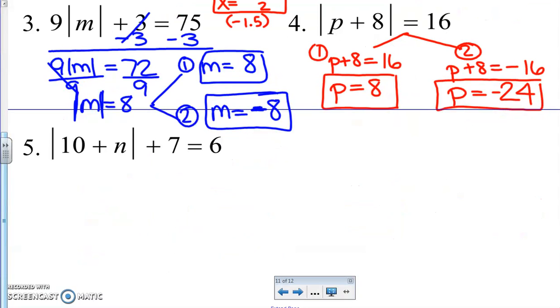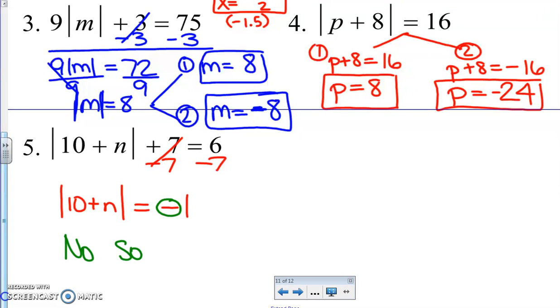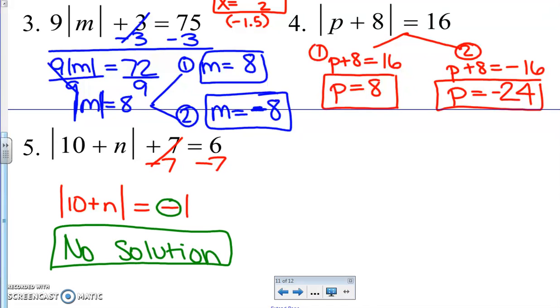Finally, for number 5, to isolate the absolute value, you need to subtract 7 from both sides using the subtraction property. 6 minus 7 leaves me with negative 1. Because I have equals a negative number, this has no solution. Once you have that absolute value isolated and it's equal to something negative, you immediately call it no solution.